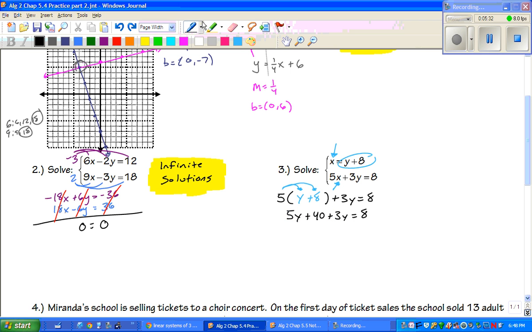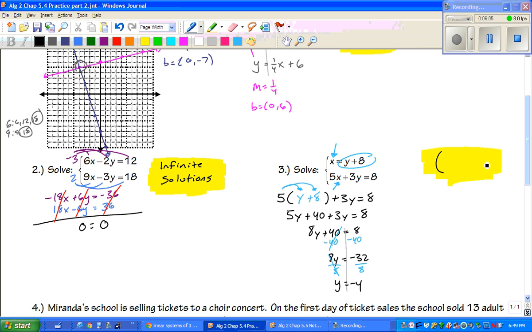Combine your like terms, and you get 8y plus 40 equals 8. And now we just solve for y. So subtract 40, and you get 8y equals negative 32. Divide both sides by 8, and we get y equals negative 4.